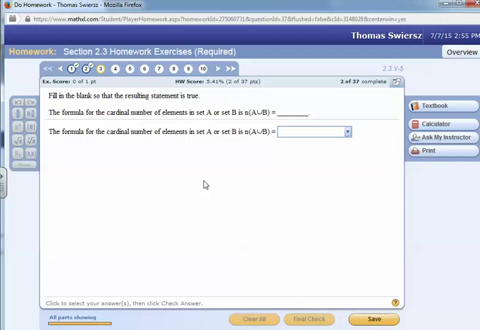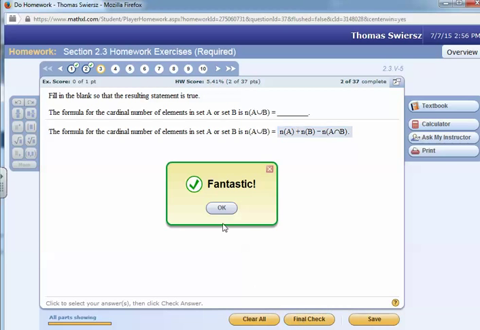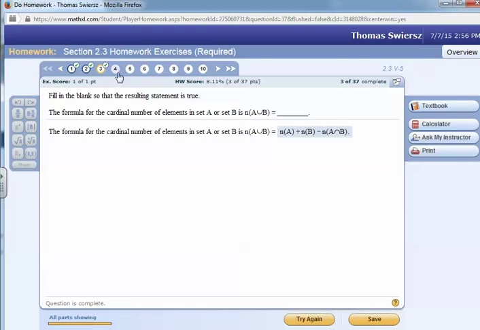Homework exercise number 3. The formula for the cardinal number of elements in set A or set B is, now cardinal number is the number of elements in the sets. It is always the number of elements in set A, plus the number of elements in set B, minus the elements that are in both A and B, because you counted them twice. So the correct formula is the number of elements in A plus the number of elements in B minus the number of elements in set A intersect B, common to both. So that is the correct formula.